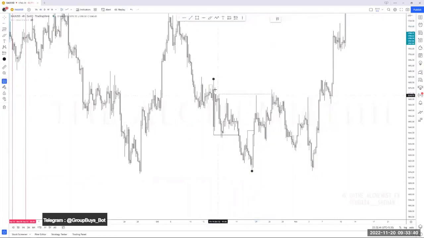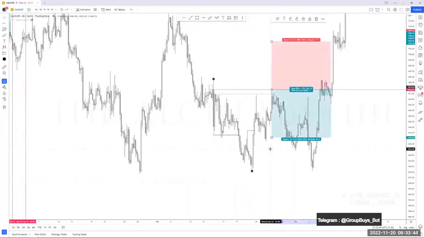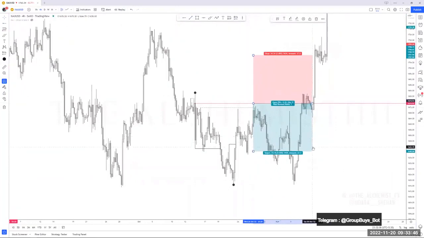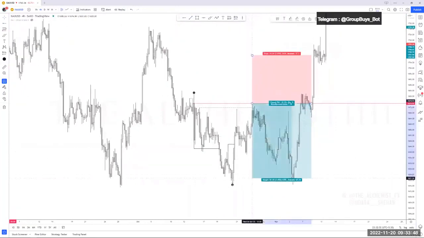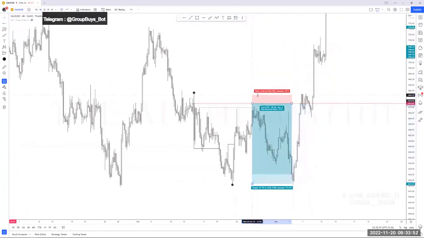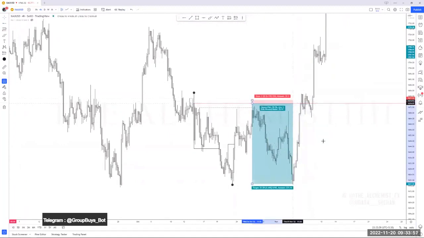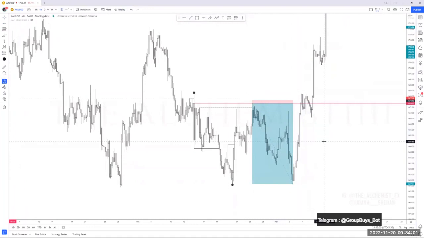And what is this? A resistance. Can you see it? Resistance? Sold it right here. And where do I target? External range liquidity. Aligns with the weekly, and a 20 pip stop loss. Wow. Can you see? This is the same exact entry that I showed you, right? Okay, so you see that, right?